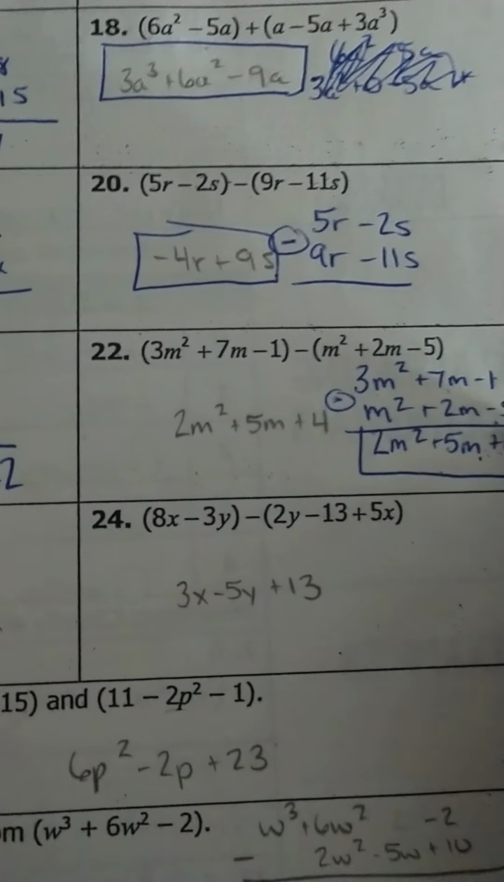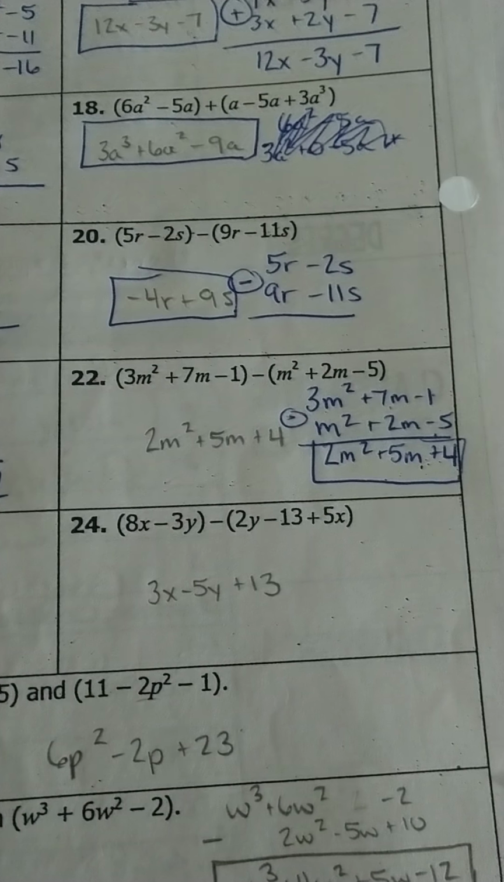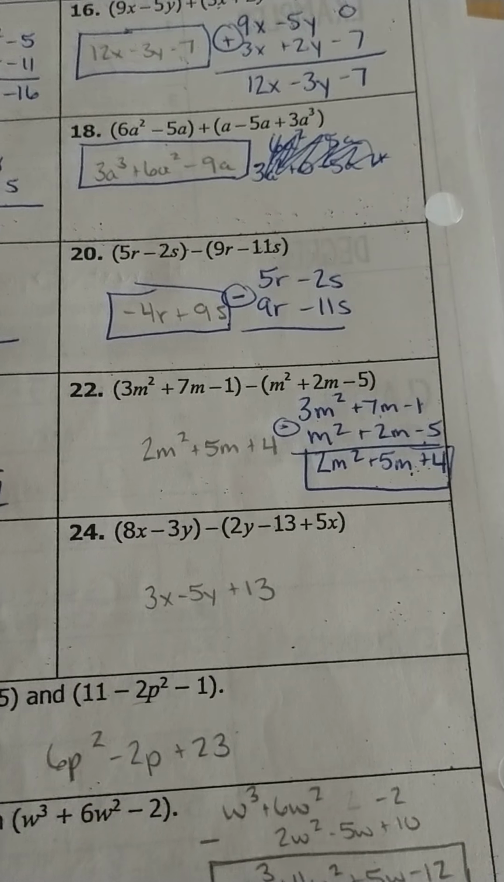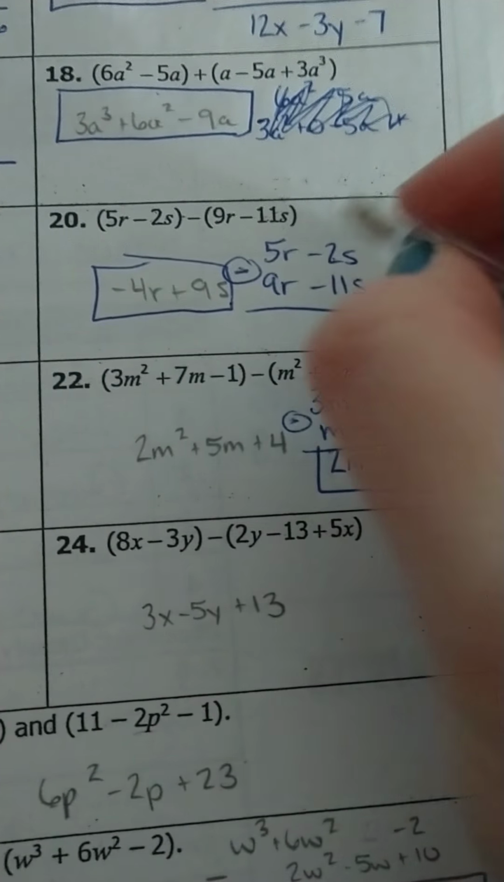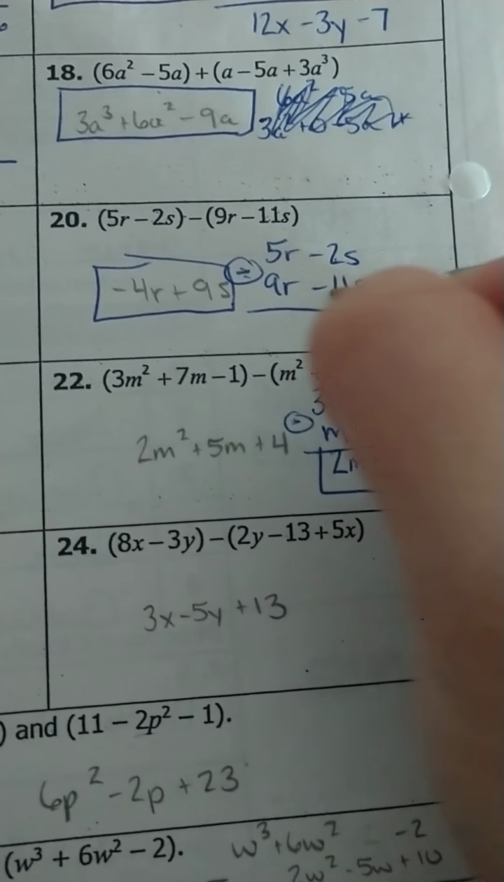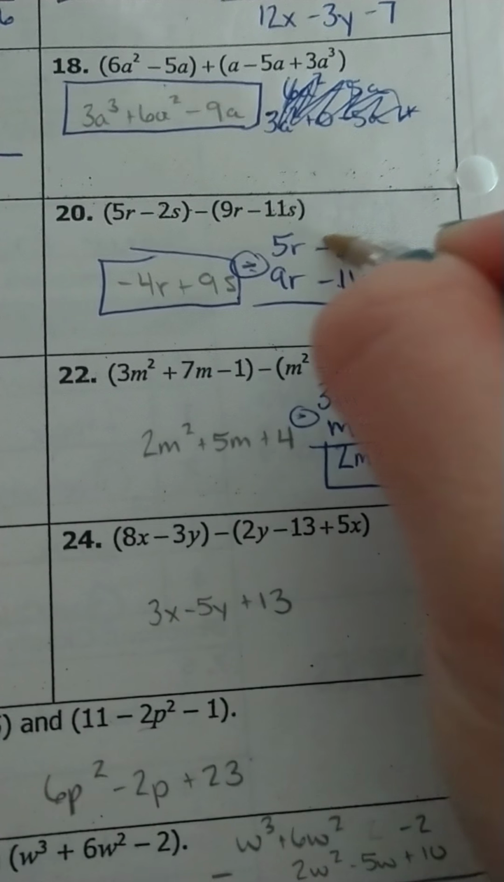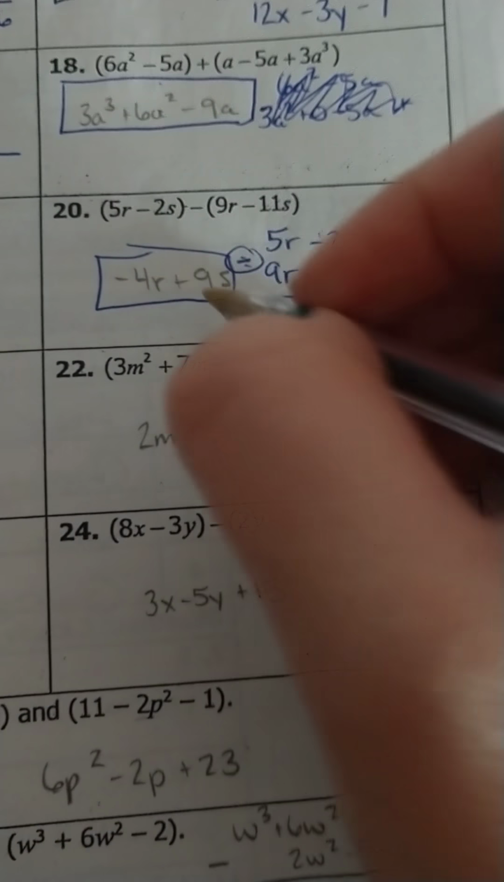Watch those double negatives. Some of you are still struggling with that. Make sure you pay attention. We had one up here and I didn't even catch that. It's negative 2 minus negative 11. If you are subtracting a negative, it turns to a positive. So that's negative 2 plus 11. That's where the positive 9 comes from. Make sure you're watching that.